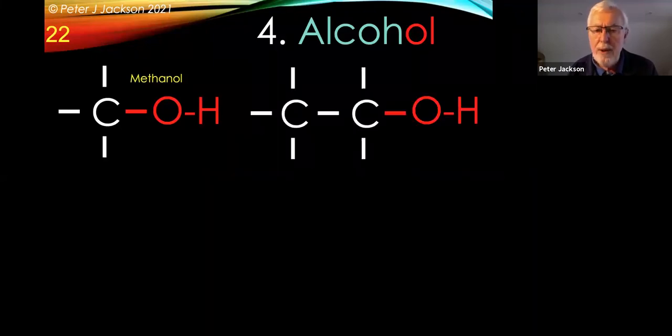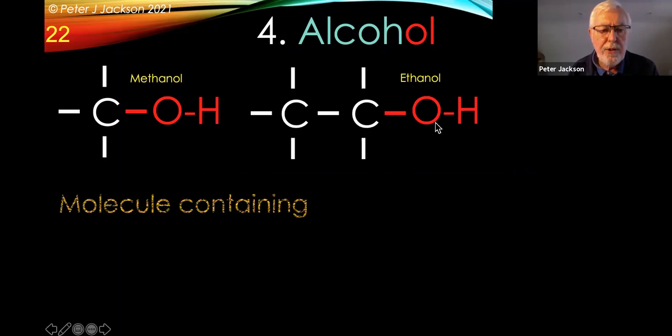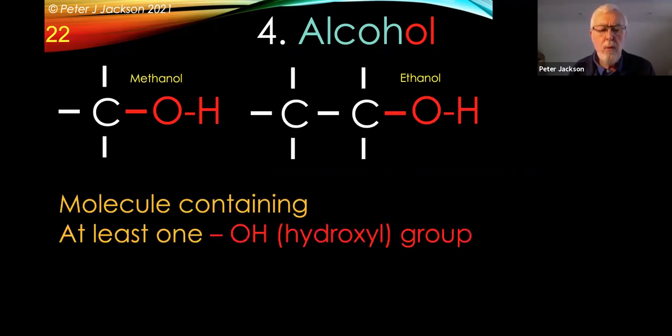Right? The next one is ethanol. And again, I've put in the bond between the O and the H. Right? An alcohol is a molecule containing at least one OH group. Now, it's not OH minus, it's OH, and it's O single bond H. So if you're asked for the structure, don't forget to put that in. This OH group is called the hydroxyl group.